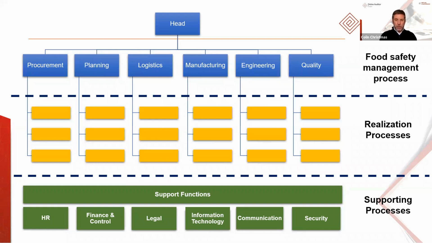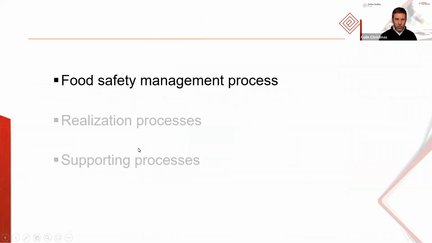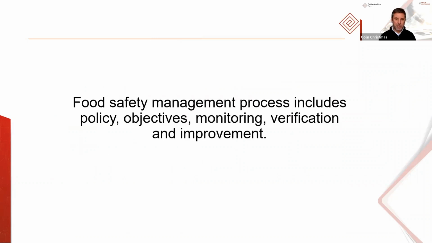So as an auditor, when you go into an organization, you have to look at these 3 areas and be confident that these 3 areas of processes are fully defined, fully implemented, and fully working in an organization before you sign off at the end of an audit. So we're going to go through these 3 process areas. I wanted to start off with management processes. So management processes, what are they? They are things like policy, objective setting, monitoring, verification, and improvement.